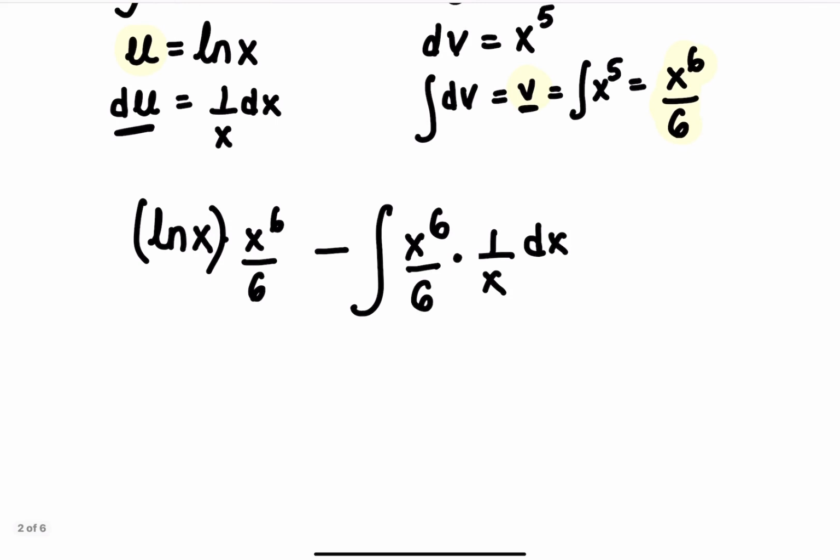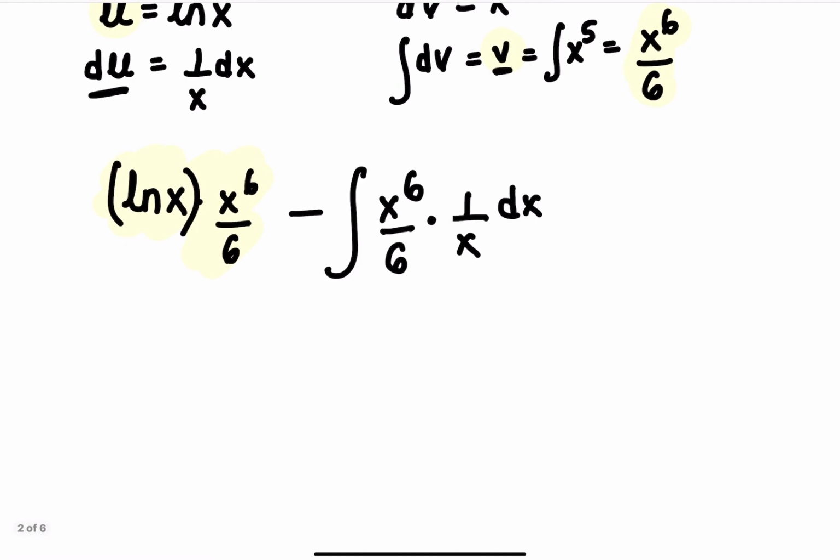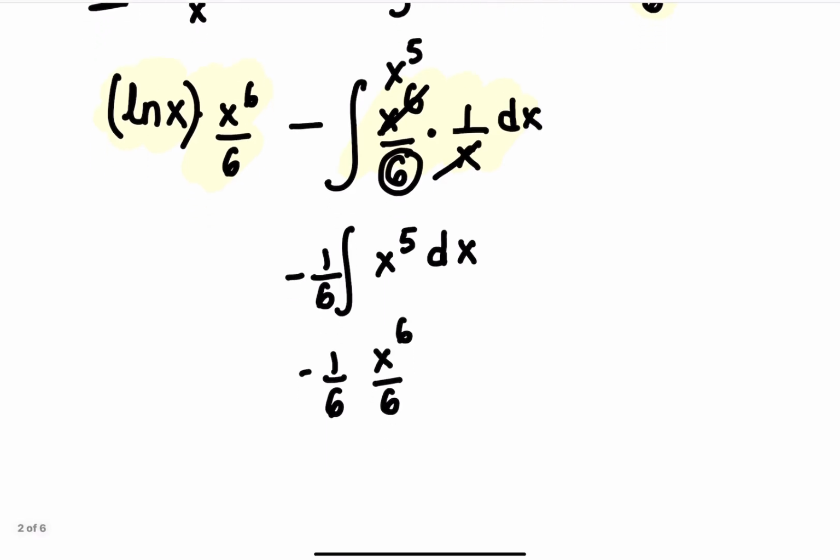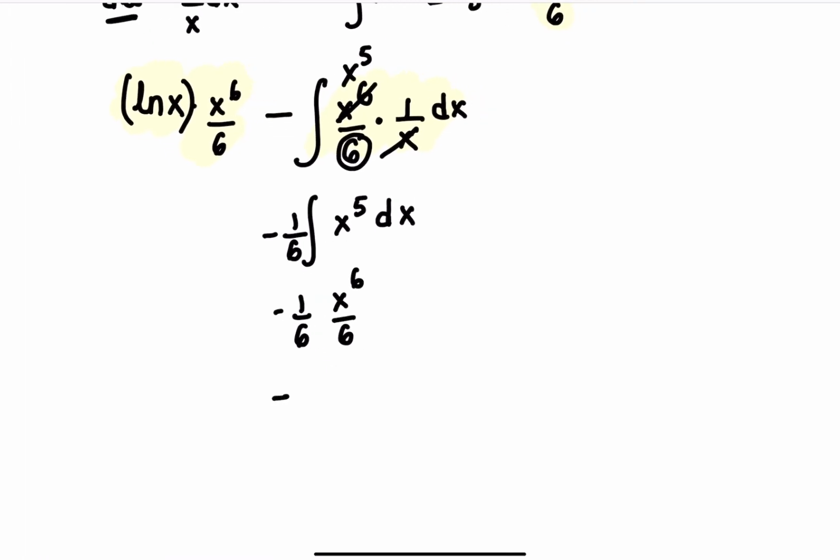Now, you can simplify if you can, but there's nothing I can do here. So I'm going to keep that there, and I'm only going to work with this integral. And I'm going to bring this down later. So minus, when I simplify this one, 6, I get x power 5. So this is x power 5. The 6 is constant, so it comes outside dx. And that is negative 1 over 6. Integral of x power 5 is x power 6 over 6. And now that is negative 1 over 36 x power 6.